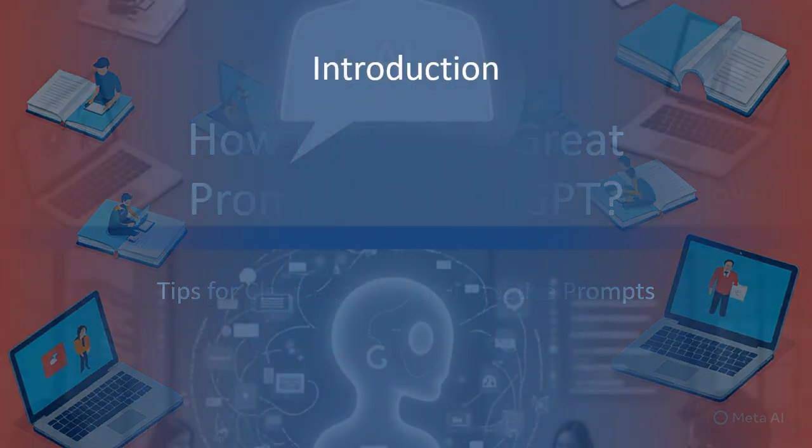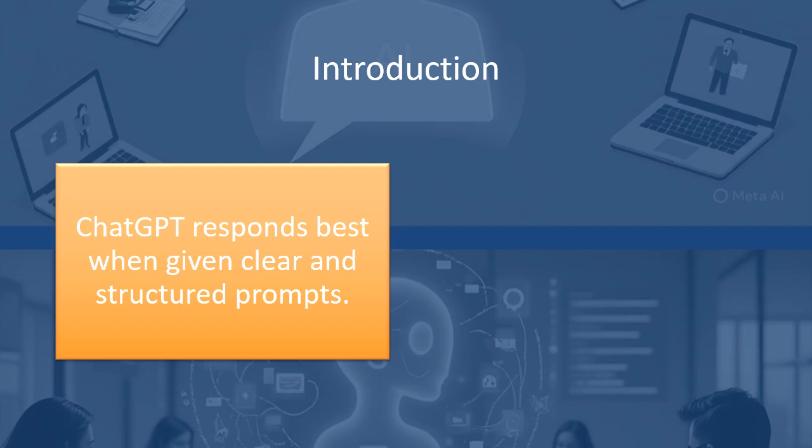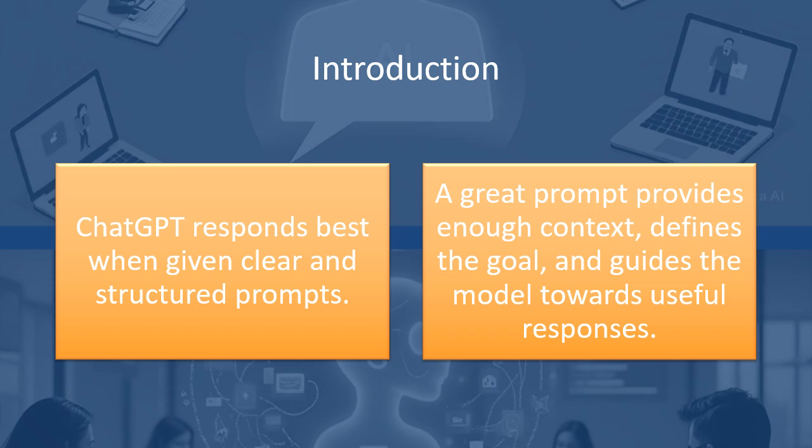Introduction. ChatGPT responds best when it receives a well-structured prompt. A strong prompt gives context, defines the goal, and guides the model in the right direction. The better you ask, the better answers you'll get.